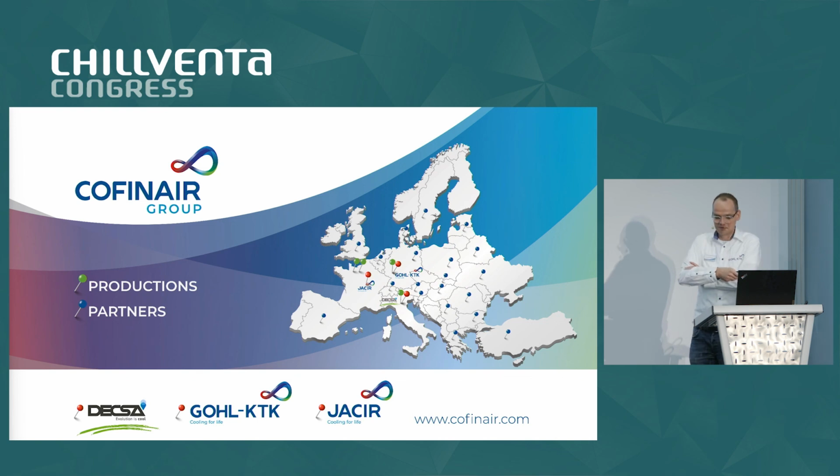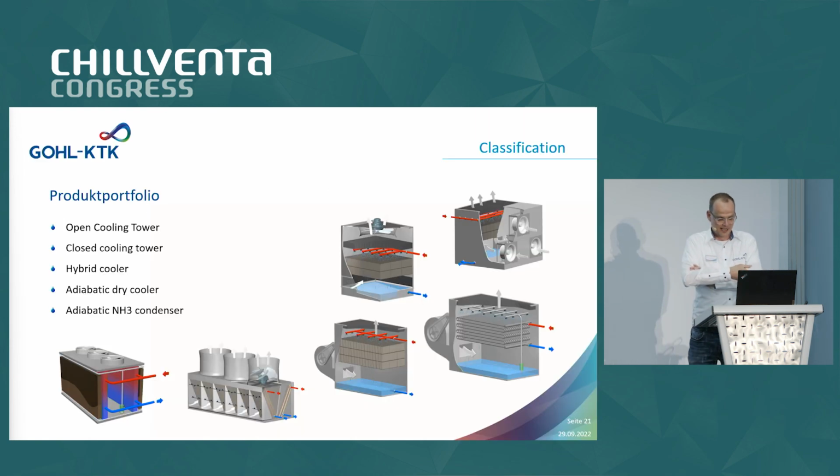So, just a short word on who brought you this presentation. Skoll KTK is the German branch of the Cofin Group, and we consist of the evaporative cooling companies DEXA, Skoll KTK, and Chassir, which are all located in Europe: Germany, France, and Italy. And we have the most complete product portfolio in terms of evaporative cooling, from open cooling towers and closed cooling towers to sprayed hybrid coolers, and of course also the adiabatic dry coolers and condensers.